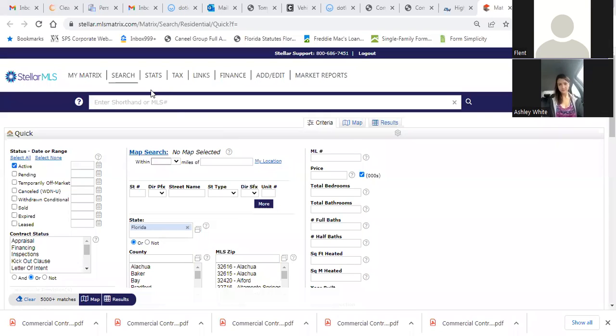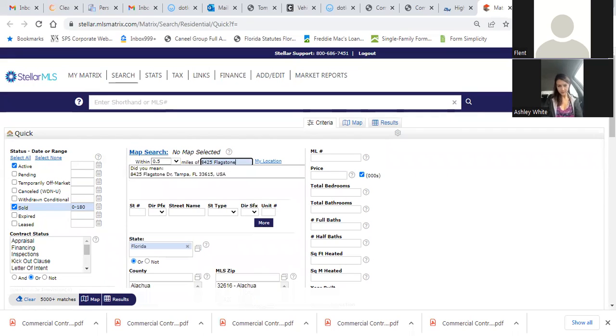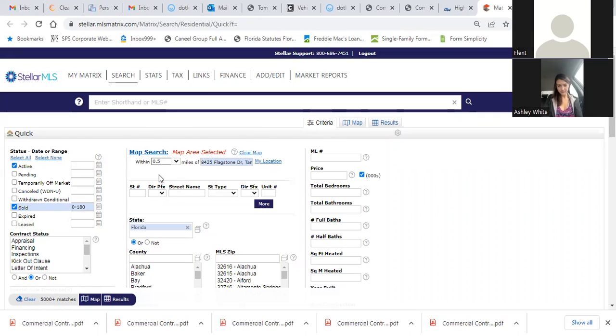So when I go to MLS, and I'm here now, let's move this over. I go to sold, make sure it's within 180, and then I will go 1/2. And on this one, I'll pull, let me see, 8425. So I find it here. I click on that. Now my map area is selected, right?